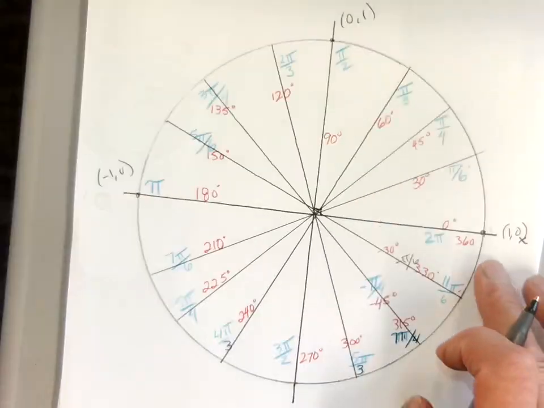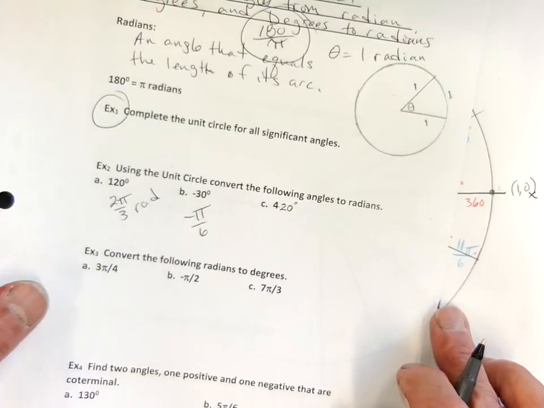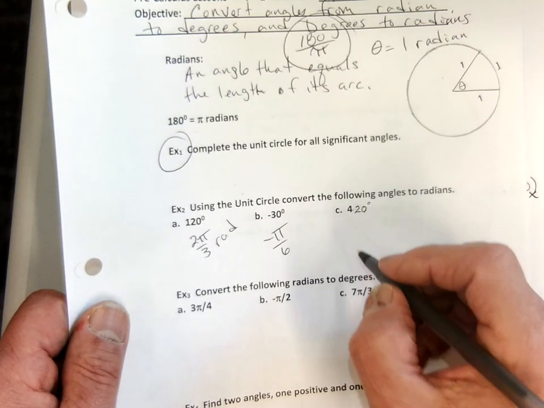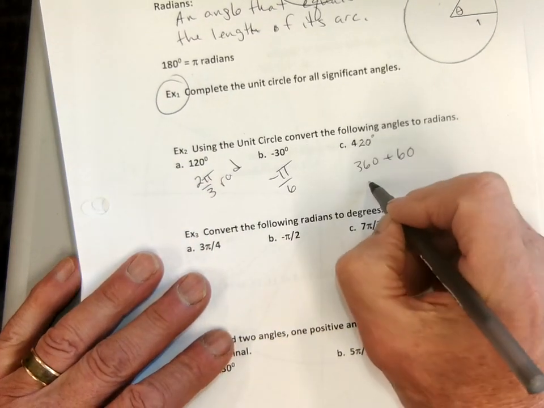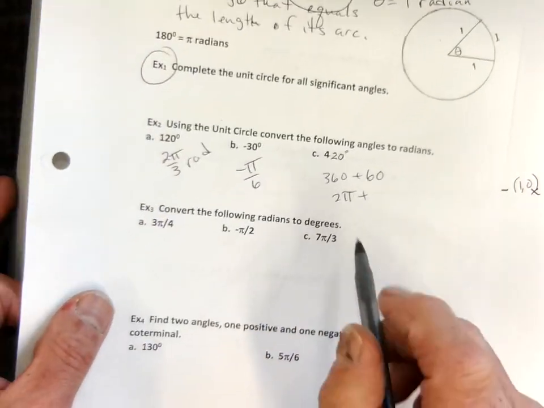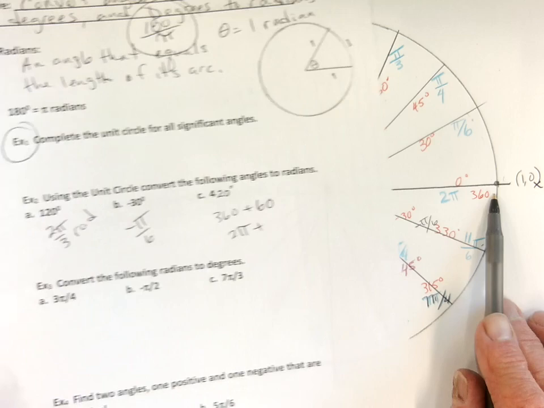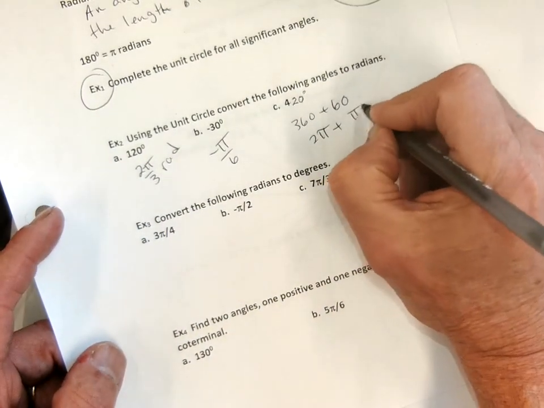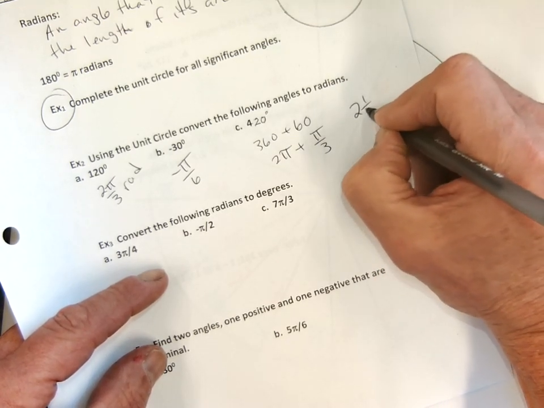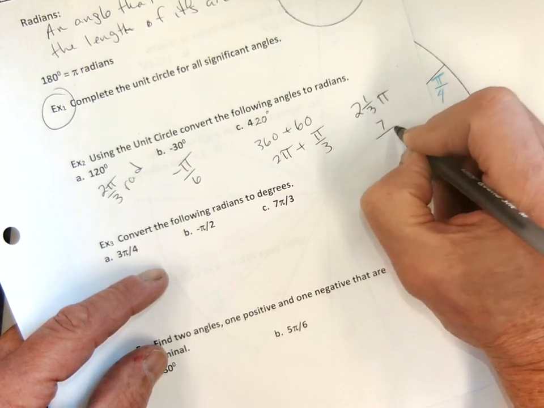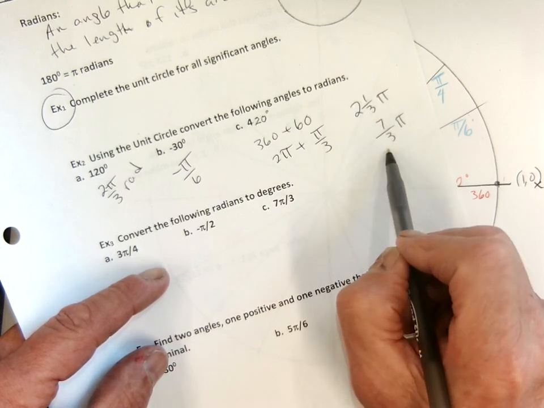420. 420 is going all the way around and then some, right? So we know that 420 is 360 plus another 60, which would be 2 pi plus, what? 2 pi, right? Where did I come up with 2 pi? All the way around. And then plus my pi thirds, right? So we could say it's 2 and 1/3 pi, or we'd probably call it 7/3 pi. Okay? 2 plus 1/3, 2 1/3, or 7 pi thirds, right?